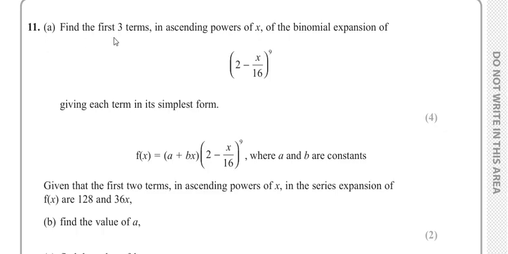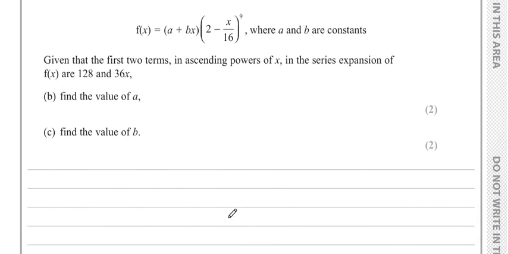Question 11. Find the first three terms in ascending powers of x of the binomial expansion of (2 minus x over 16) to the power of 9, giving each term in its simplest form. So we just need the first three terms. The binomial expansion when the index is a positive integer, 9 here, is the standard binomial expansion calculation. That formula will be given in the formula sheet. Anyway, I'll write it here.